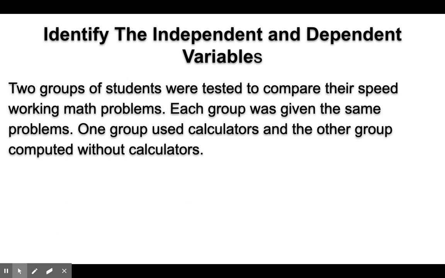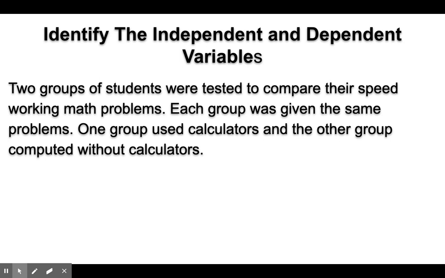Okay? Two groups of students were tested to compare their speed working math problems. Each group was given the same problems. One group used calculators and the other group computed without calculators. All right. So what are we changing in this experiment? We're changing calculators, right? One group gets them, the other group doesn't. Okay? What are we measuring or what's responding to that change? The speed students have working math problems.